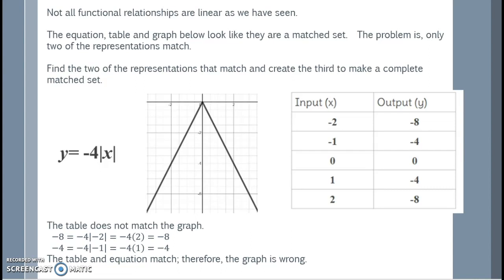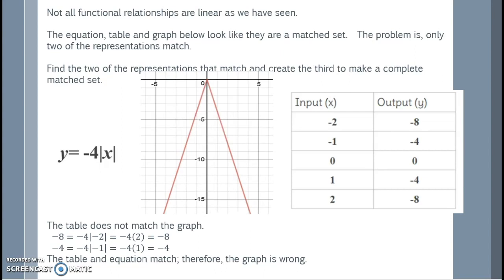So I will create a new graph that matches these points. So now when I plug in my -2, I see that it does cross at -8. When I plug in -1, we cross at -4, then 0, 0, then 1, -4, and 2, -8.